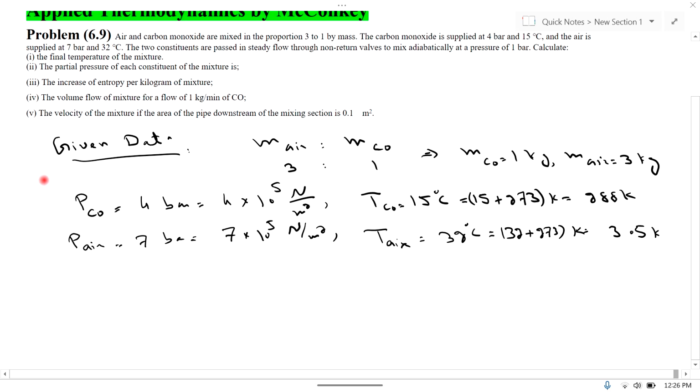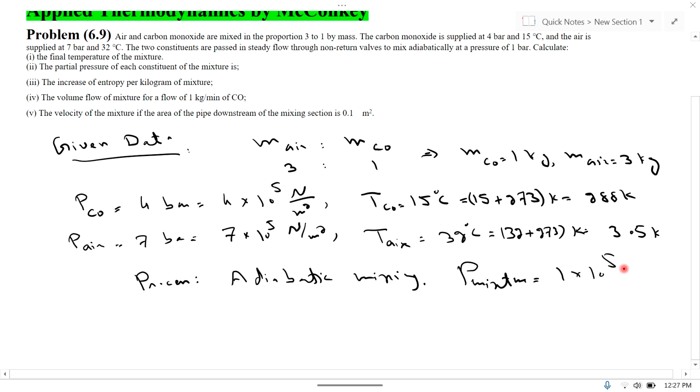The two constituents flow steadily through a non-return valve to mix adiabatically. It means that the two gases are mixed adiabatically at a pressure of 1 bar. It means that the process is adiabatic mixing. And the pressure of the mixture is equal to 1 bar, and 1 bar is equal to 1 multiplied by 10 power 5 Newton per square meter.